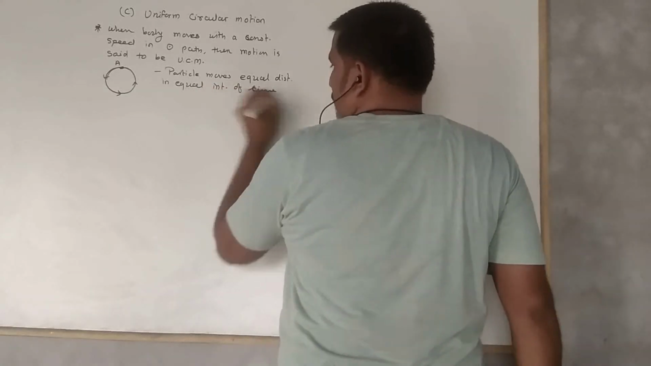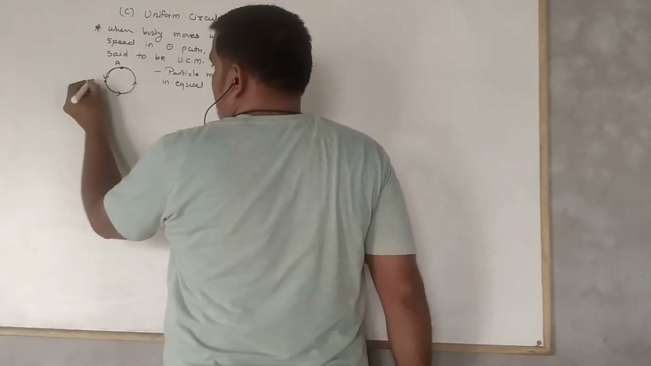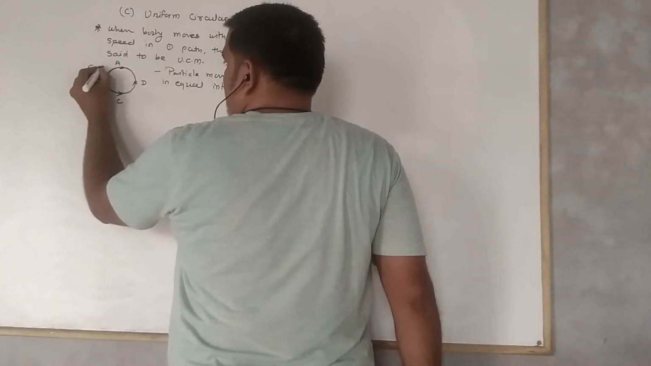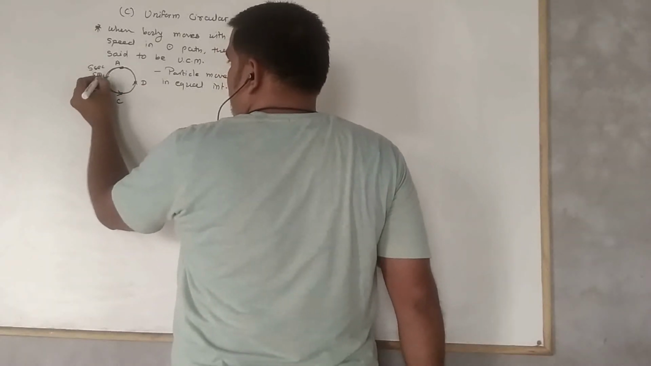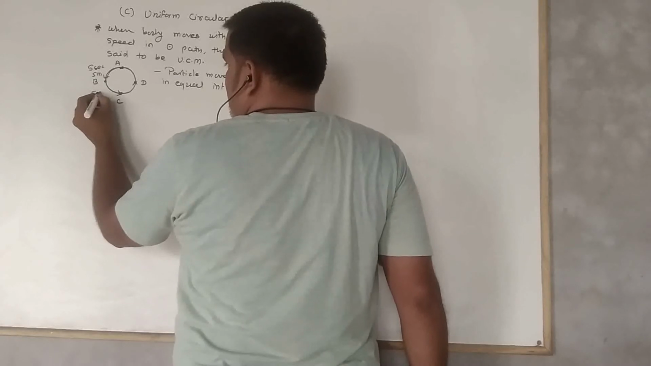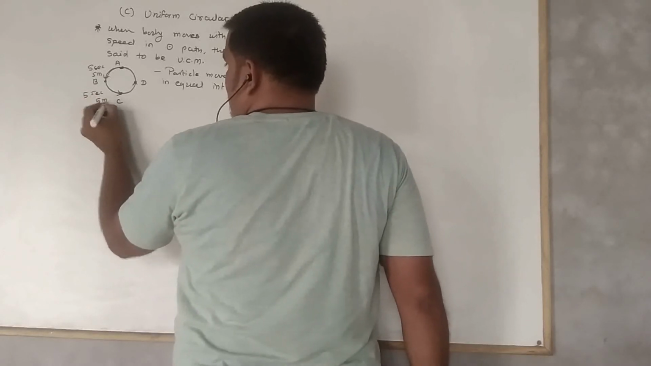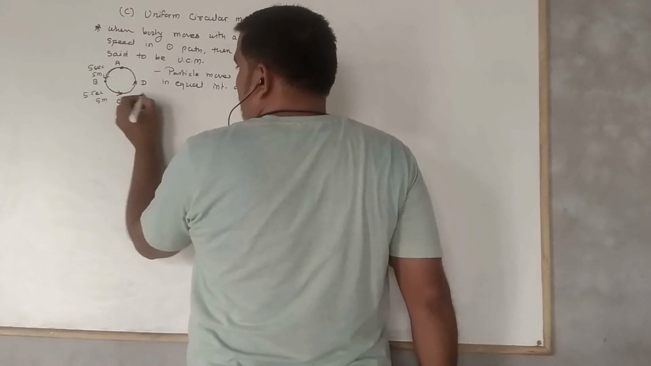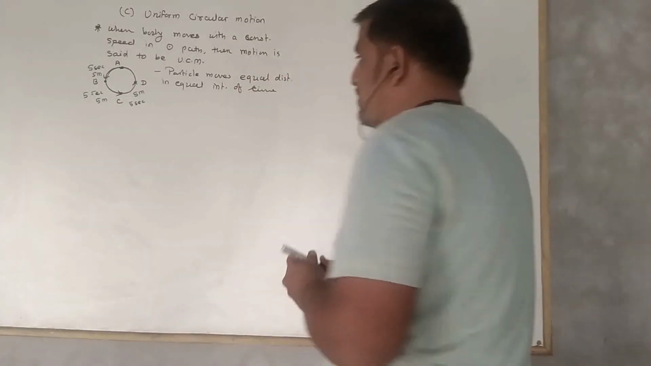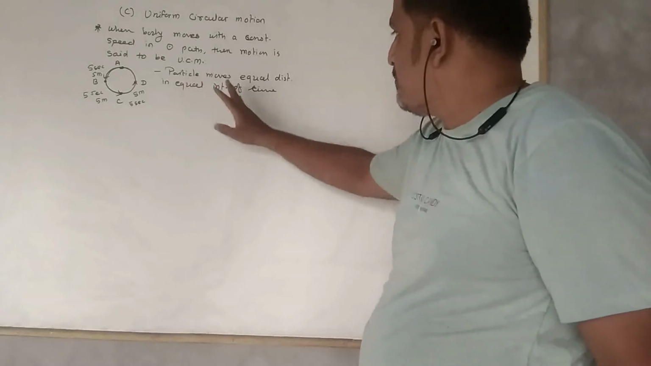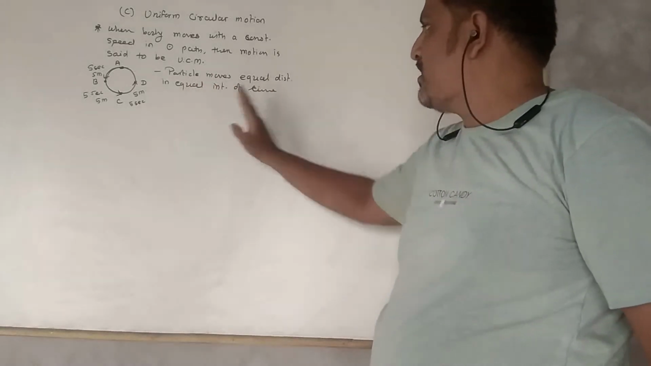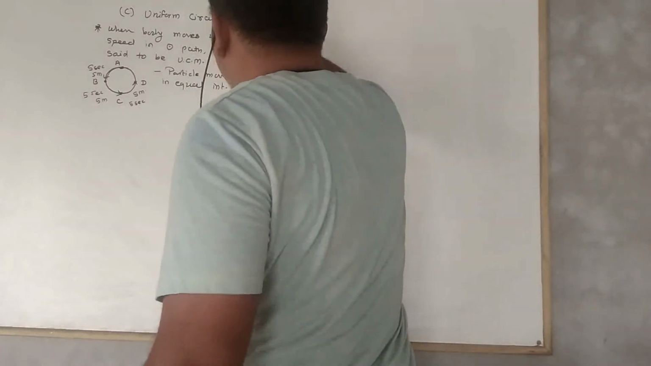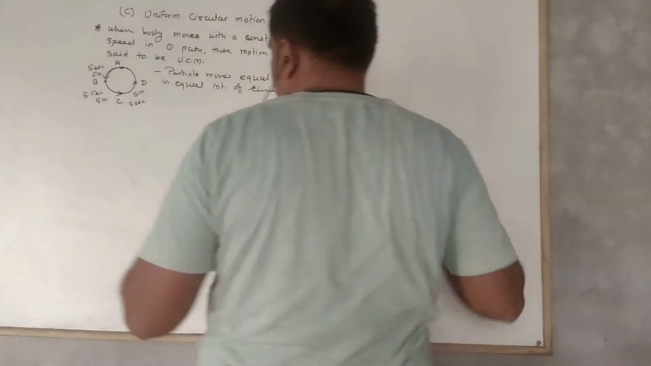Say the particle starts from A, reaches B, then C, then D. In the first 5 seconds it covers 5 meters, in the second 5 seconds 5 meters, and in the third interval of 5 seconds it covers a distance of 5 meters. It shows that the particle moves equal distances in equal intervals of time. Then we can say the speed is uniform, right?